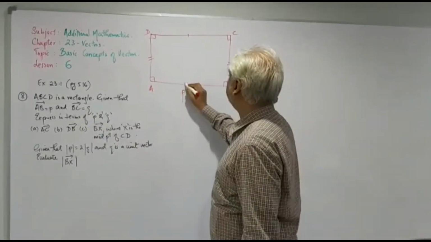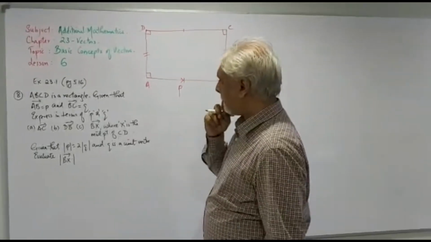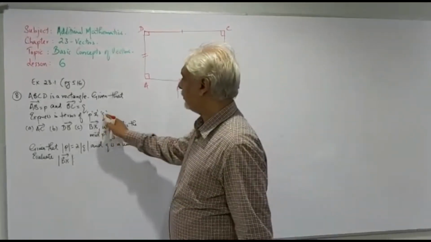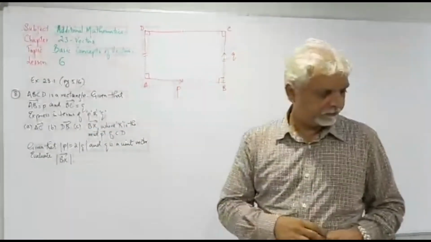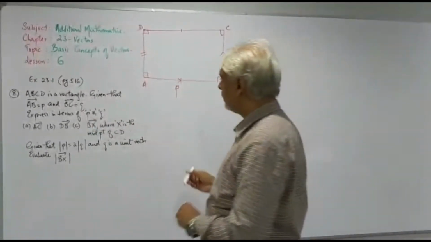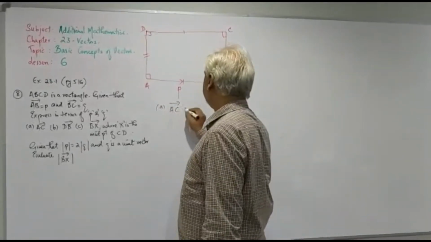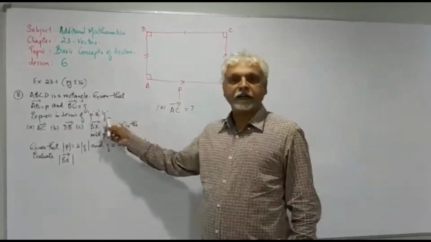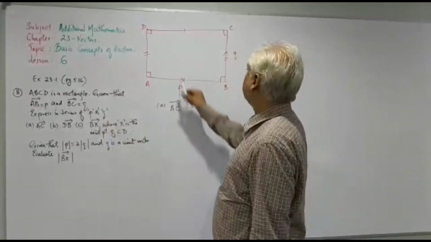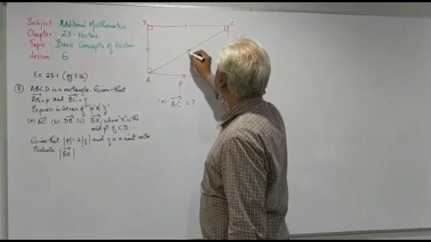Let me draw the vector over here, AB. Expressed in terms of P and Q, you need to find AC. First let's find AC in terms of P and Q. So I'll have to join this. AC, this is what you have to find.